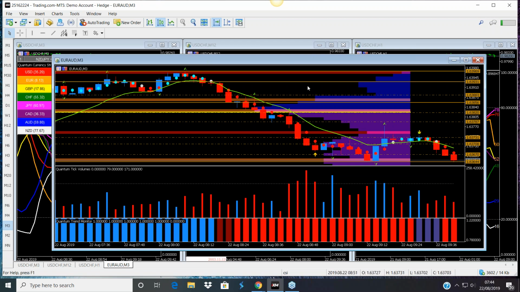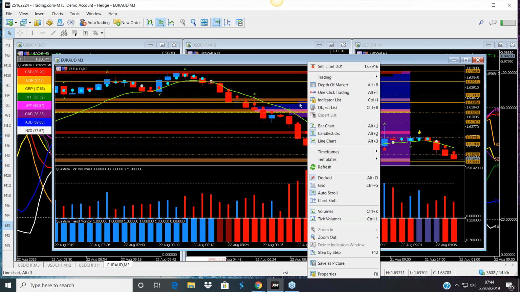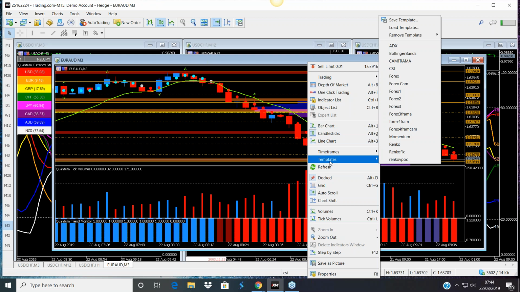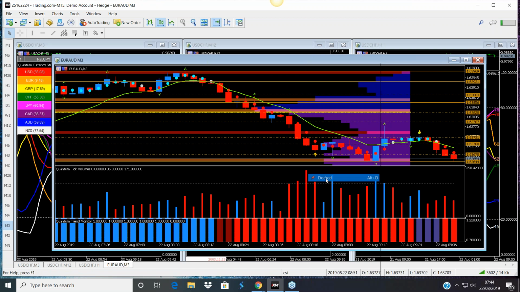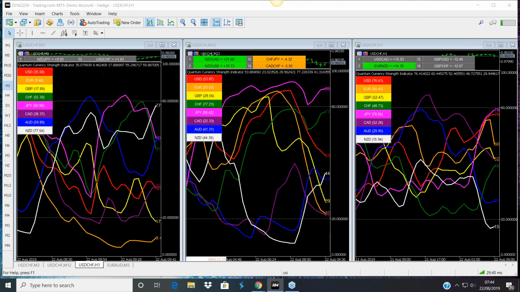Right, I'm just going to take this chart away for a second and come back to it, because let me just dock it. With MT5, they have a facility called docking. You click it and move it over onto another screen, and then you can bring it back. Right, this is the hourly CSI.